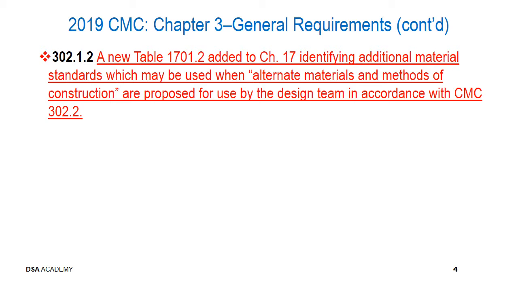And obviously, if they want the materials or the methods proposed to be compliant with the California Mechanical Code, they have this particular new resource to draw material standards from in order to be compliant with the 2019 version of the code.